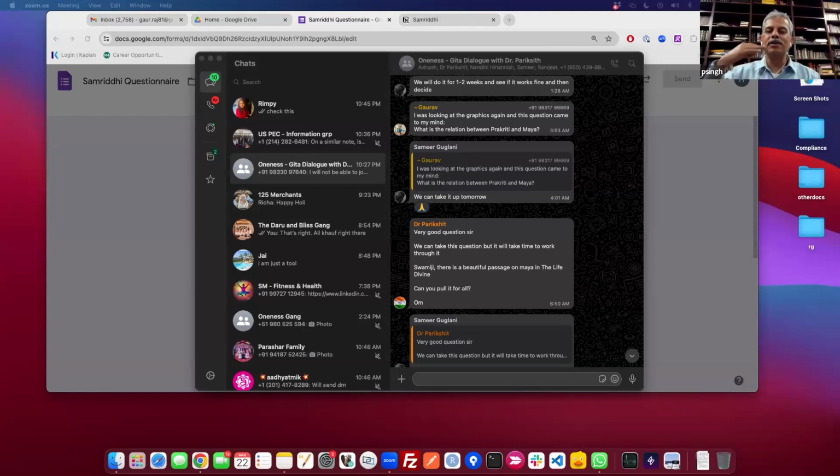Look how calmly he's pulling it. There's no rush. Tasmat sarvani bhutani. Why? Because ma is long in Sanskrit.